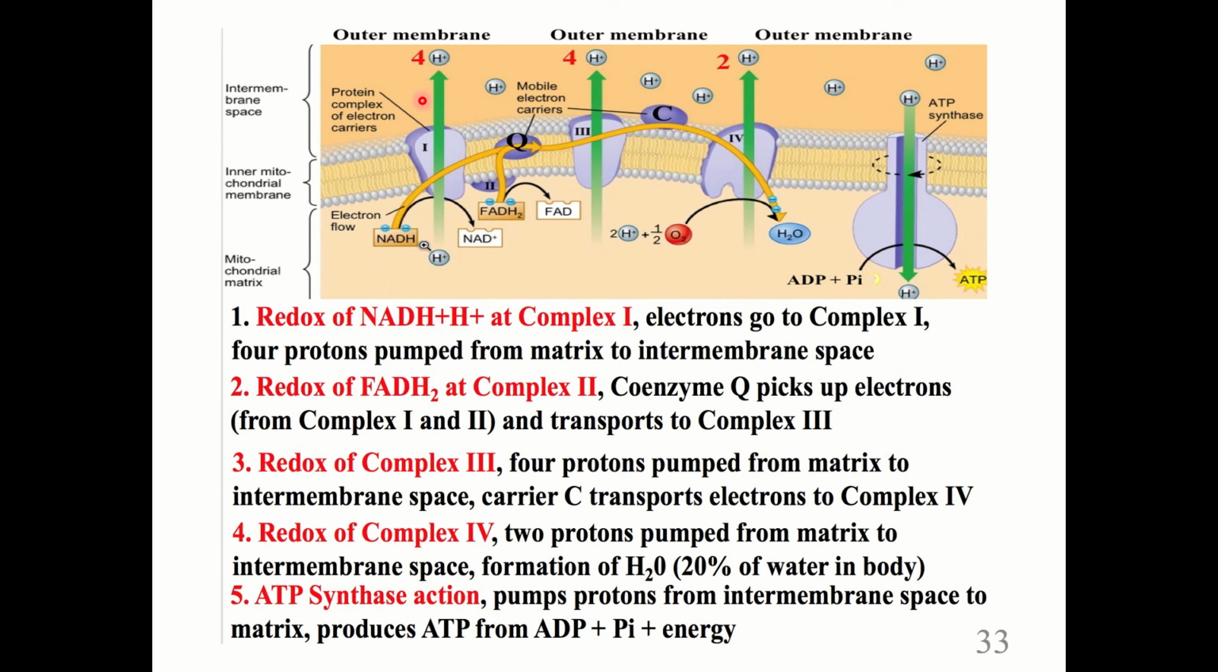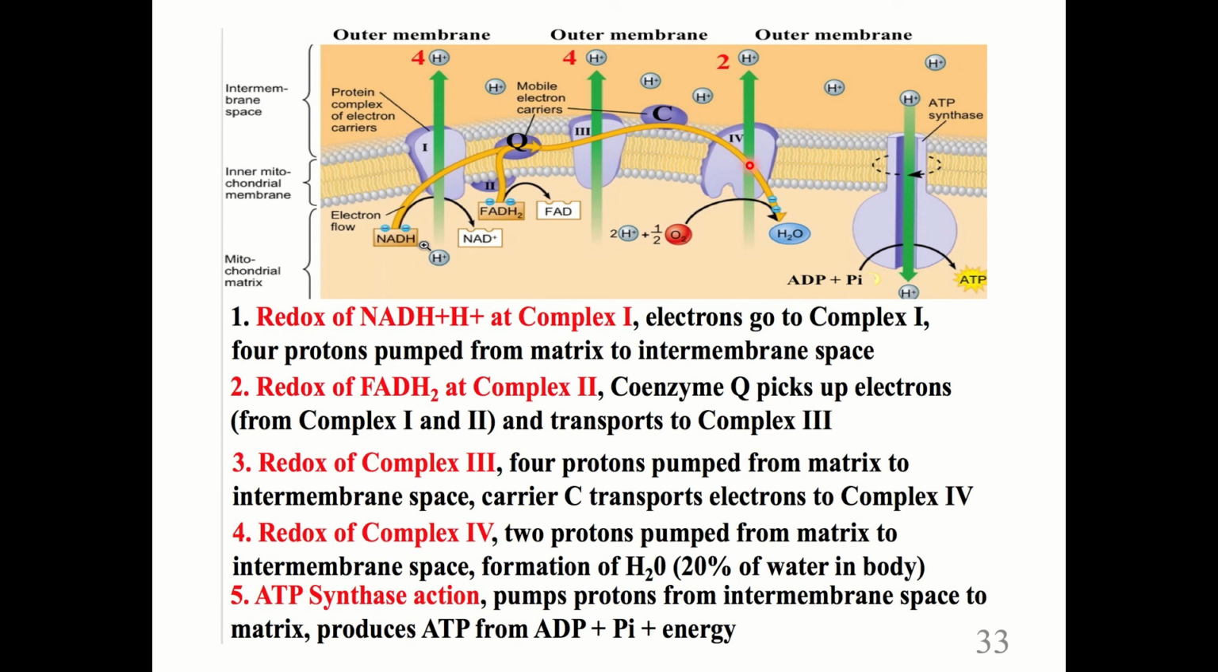In step 2, we have the redox reaction of FADH subscript 2 at complex 2. Here's where coenzyme Q, the organic cofactor, picks up electrons from the complexes 1 and 2 and transports them to complex 3. In step 3, the redox of complex 3, 4 protons are pumped from the matrix to the intermembrane space, and a carrier C transports electrons to a complex 4.